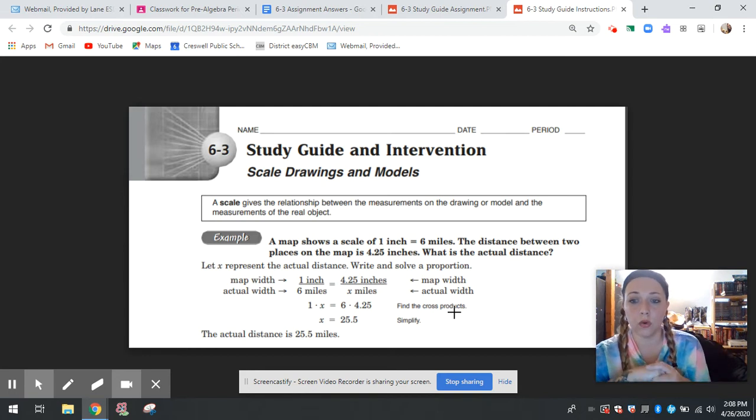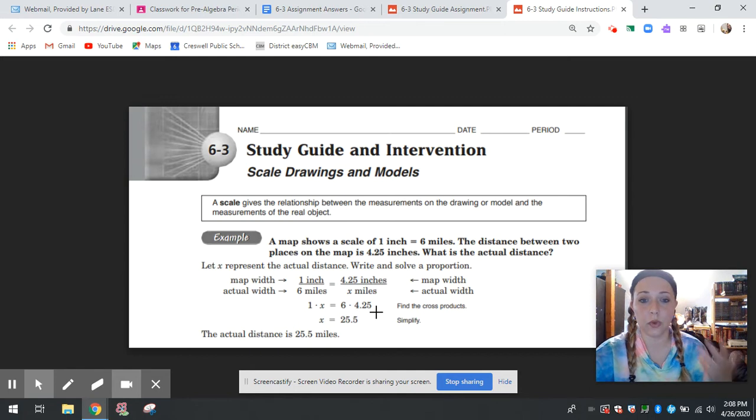Cross multiply or find cross products, because the product is an answer to a multiplication problem. After you cross multiply, so they went x times 1, and they got x times 1, or 1 times x. It doesn't matter what order you do multiplication in, and it's good practice to put the number before the variable. So they got 1 times x equals 6 times 4.25. They cross multiplied on the other side. Then they simplified, so they figured out what is 6 times 4.25, and it's 25.5.